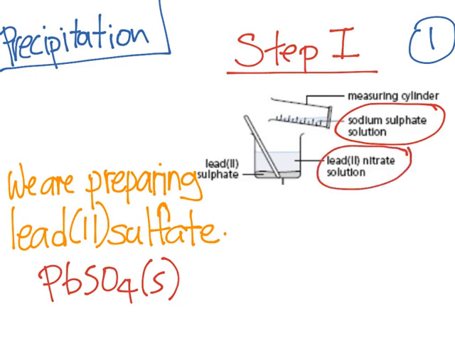Both are soluble. Remember my SPA. My SPA salts are soluble and all nitrates are soluble. I'm going to add these two solutions together, and what's going to happen is lead-2 sulfate is going to precipitate out. Let me break it down for you.